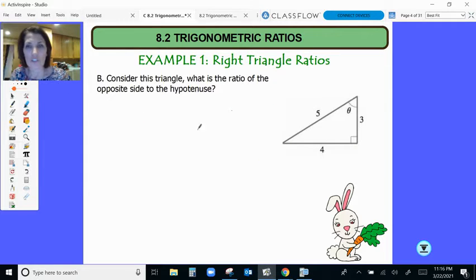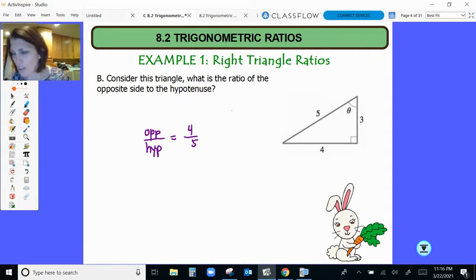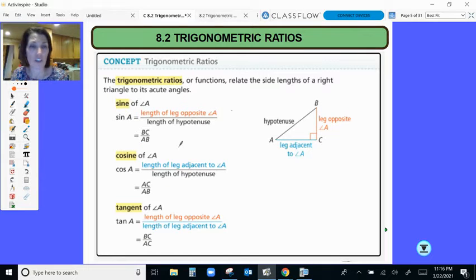So let's look at this one here and ask, what is the ratio of the opposite side to the hypotenuse? Here's my angle theta, and my opposite side is going to be 4. So the ratio of my opposite side to my hypotenuse of 5 is 4 over 5. If we take that 4 divided by 5, we end up with about 0.8 as my ratio. There's a special name for this ratio and it's called sine.